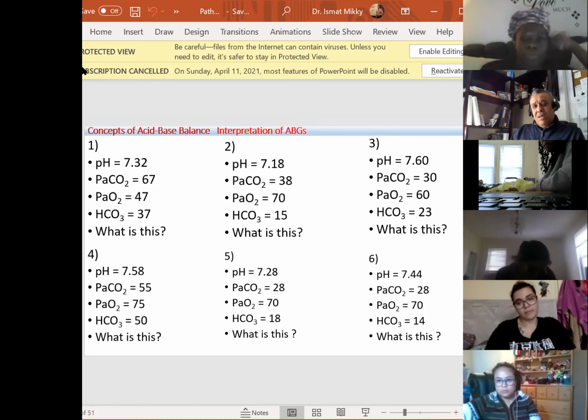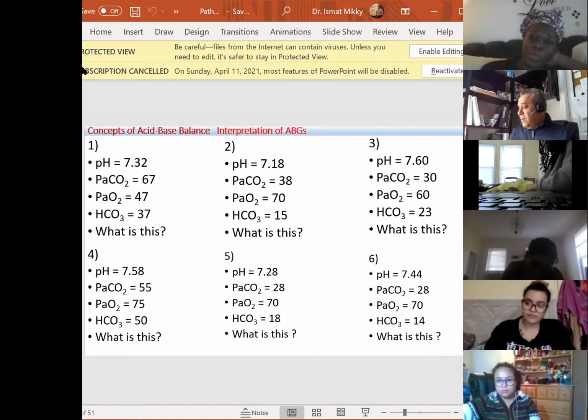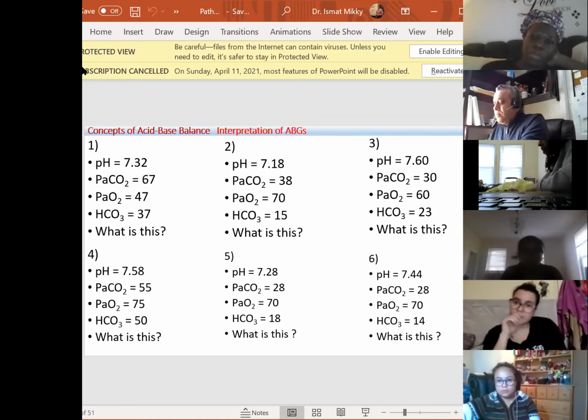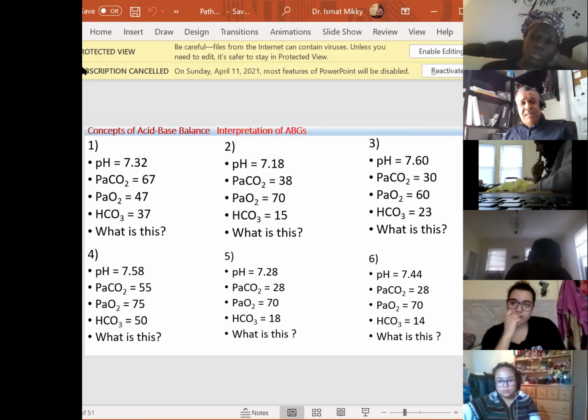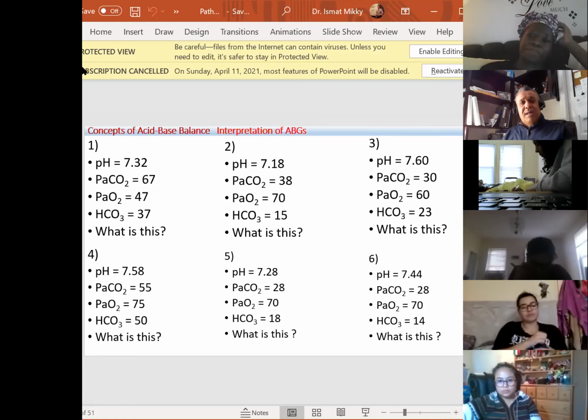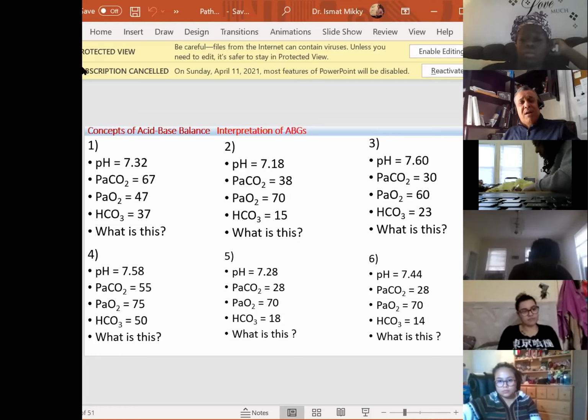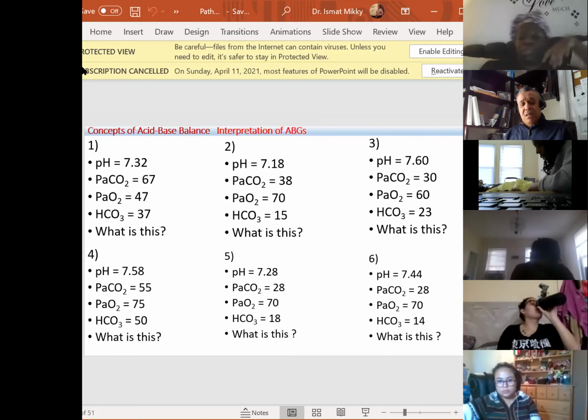Volunteers for 3? Professor, by zero compensation, you mean that the kidneys have not intervened? For that scenario, number 2? Yeah. The kidneys are the problem. So who would compensate? The non-matching, the lungs. The lungs should compensate. The kidneys will do something, but that would be later on. But initially, the compensation is supposed to come from the lungs. Okay.